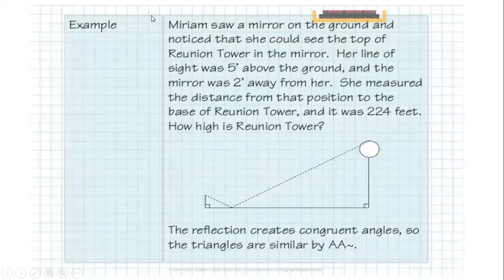There is another question here. Miriam saw a mirror on the ground and noticed that she could see the top of the reunion tower in the mirror. Her line of sight was 5 above the ground and the mirror was 2 degrees away from her. She measured the distance, as you can see. So this is the question here.